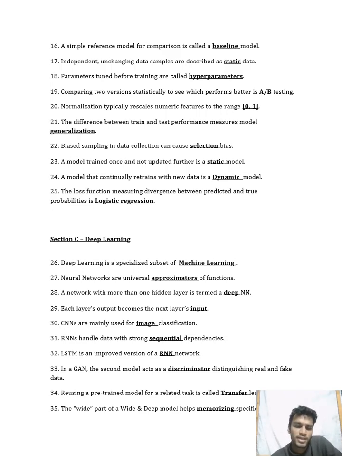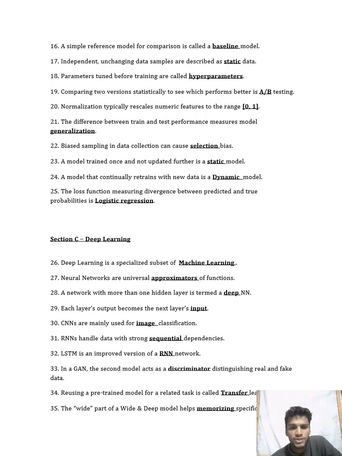Section C, Deep Learning. Deep learning is a specialized subset of machine learning. Neural networks are universal approximators of functions. A network with more than one hidden layer is termed a deep NN. Each layer's output becomes the next layer's input.